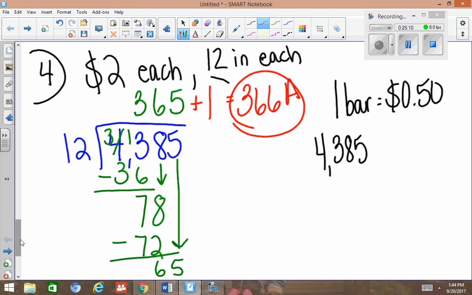Why do you think that? What does dividing do to your number? No, it makes it smaller. It goes down. What does multiplying do to your number? It makes it bigger. Does it make sense to divide to get smaller amounts of money? No, because if you have all these and they're $2 each, my number's going to be bigger. So multiplying is what I'm going to do. Good job, Jackson. So let's multiply.